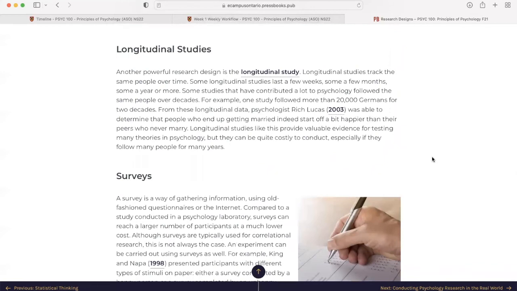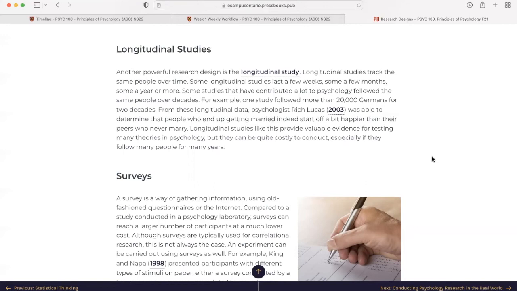Next is longitudinal studies. Another powerful research design is the longitudinal study. Longitudinal studies track the same people over time. Some longitudinal studies last a few weeks, some a few months, some a year or more. Some studies that have contributed a lot to psychology follow the same people over decades. For example, one study followed more than 20,000 Germans for 2 decades.